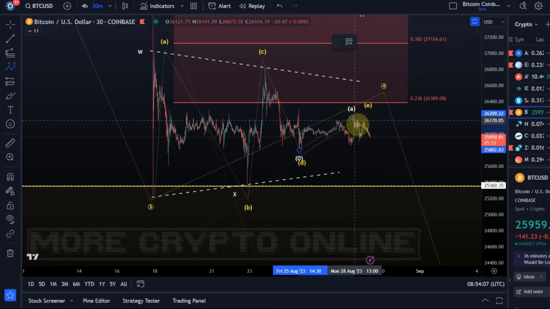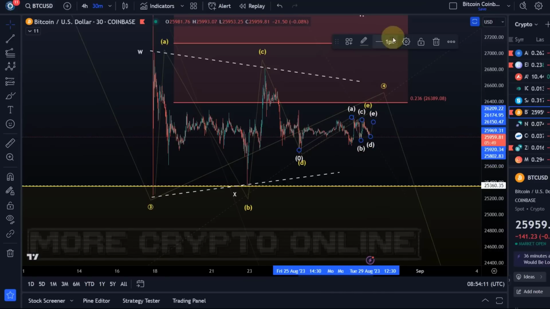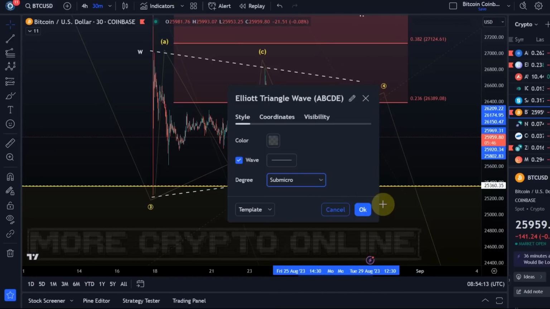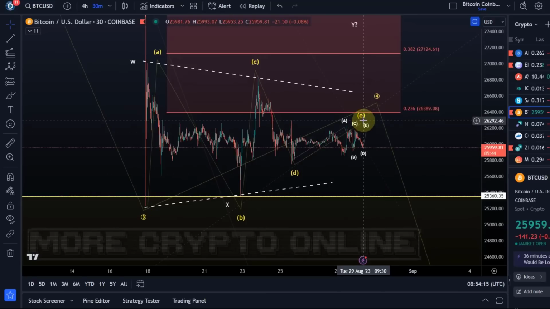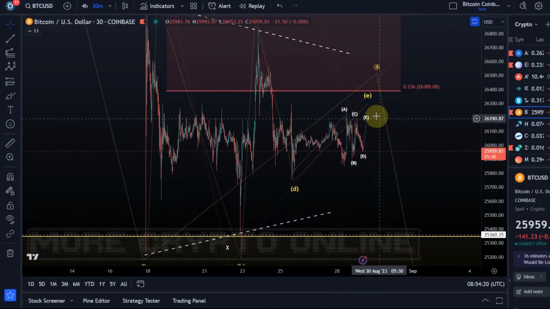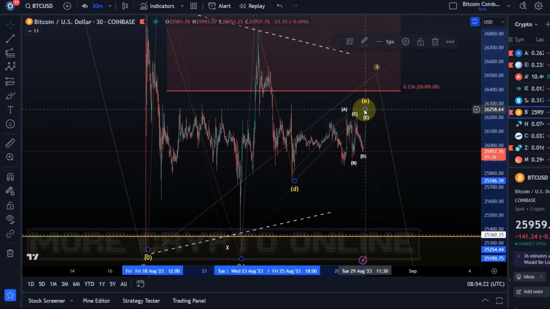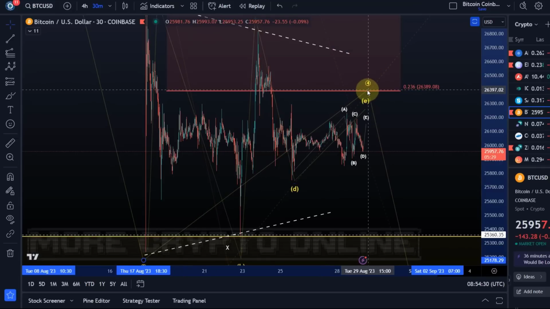You could argue that this could have been the A wave of the triangle, B, C, D, E. It doesn't really fit in, so it's not really my preferred count, but this is technically how it could play out for an Elliott wave triangle within an E wave. If you have a wave that is a triangle in a triangle, it is often the E wave. Okay, so I hope that makes sense.